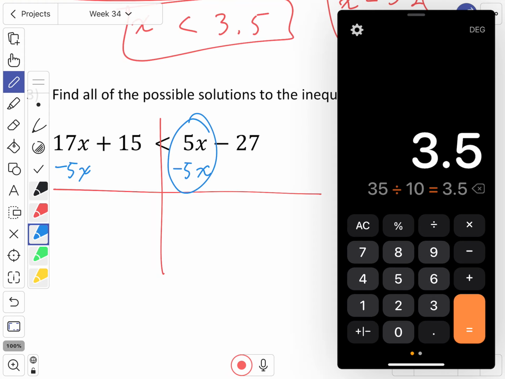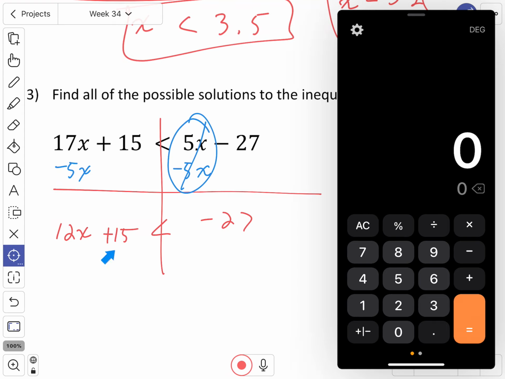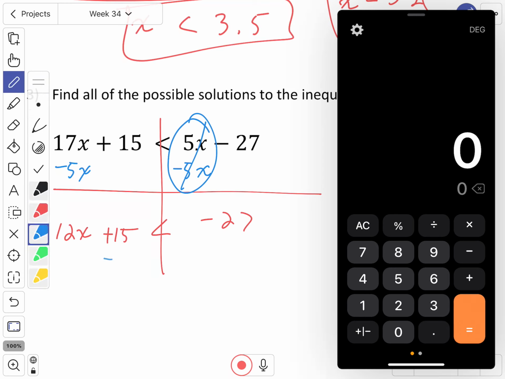So my positive 5x minus 5x are going to cancel out, leaving me with a negative 27 on my right-hand side. And then I'm going to do 17 minus 5, which gives me 12x on my left-hand side, plus 15 is less than negative 27. Now to get rid of the number that's not attached to the variable, I need to subtract 15 on both sides, because it's a positive 15.